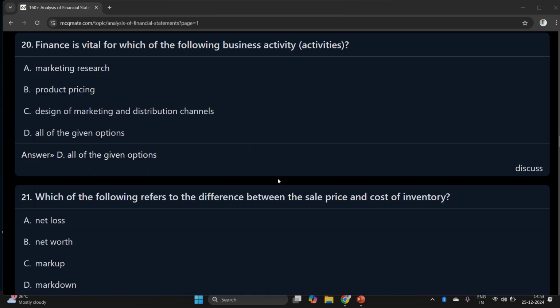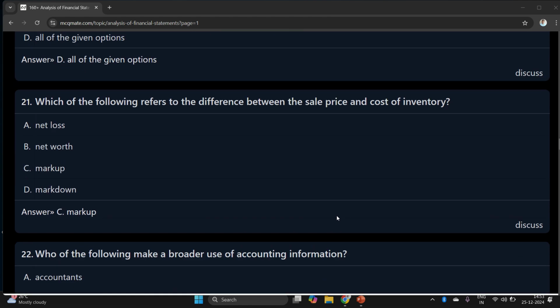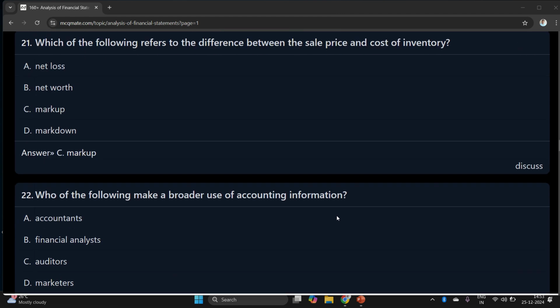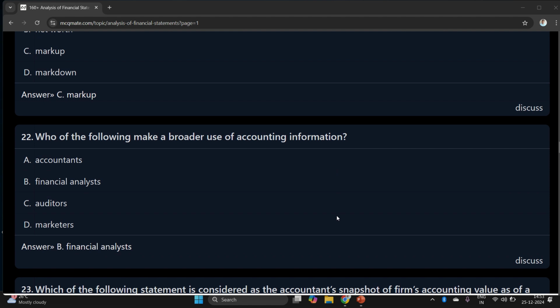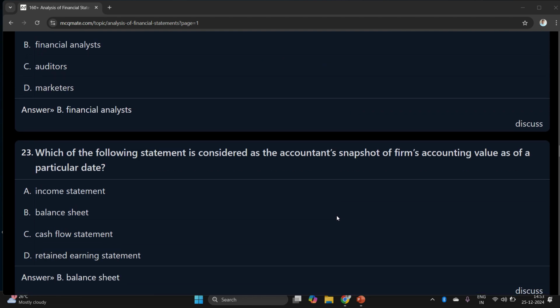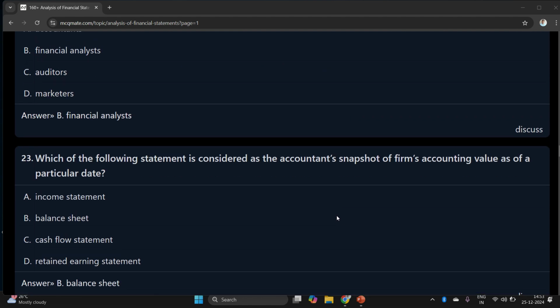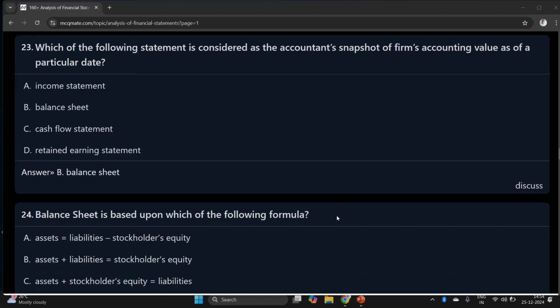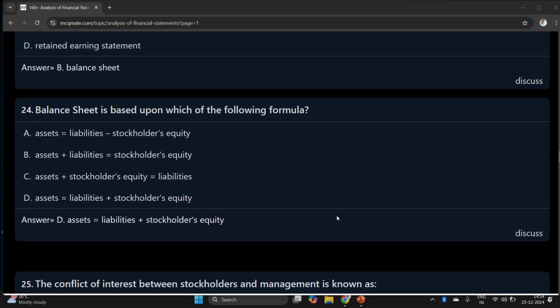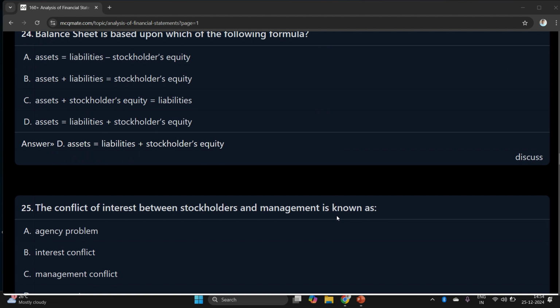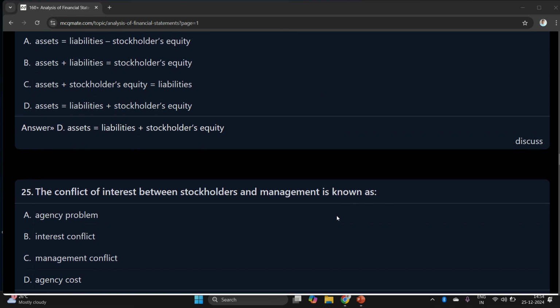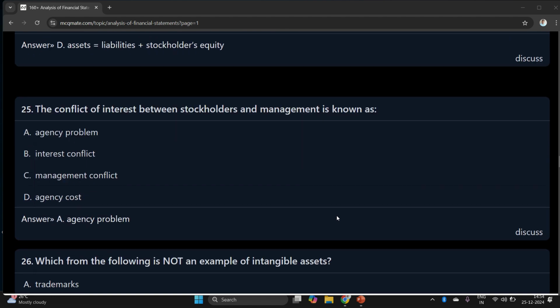Which of the following refers to the difference between sale price and cost of inventory? That is markup. Which of the following makes broad use of accounting information? Financial analysts. Which of the following statements is considered an accounting snapshot of the firm's accounting value on a particular date? Balance sheet. The balance sheet is based on which formula? Assets equal liabilities plus stockholders' equity. The conflict of interest between stockholders and management is known as the agency problem.